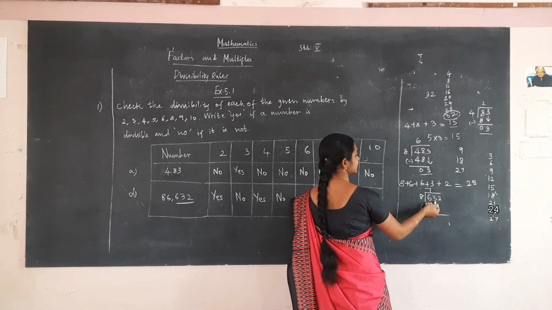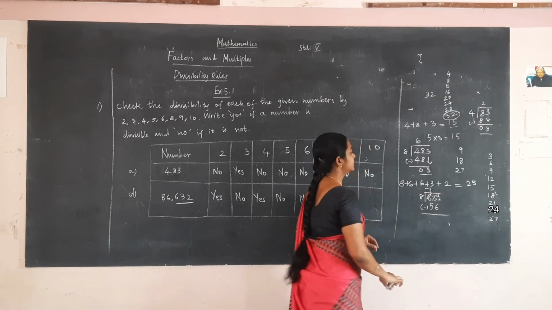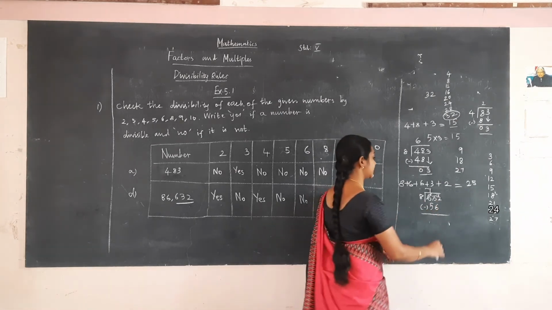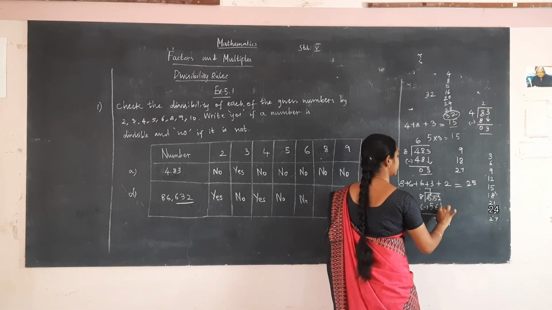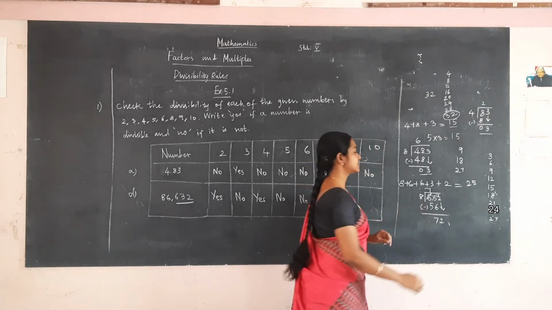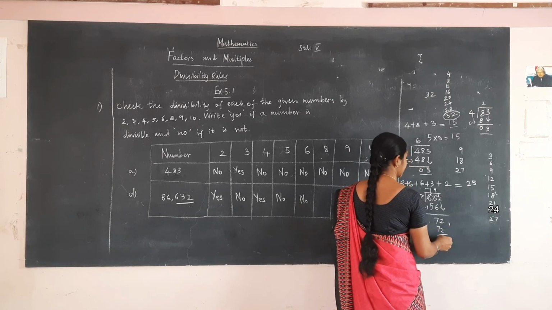6 is greater than 3, we cannot subtract, so borrow. So 6 will be changed as 5 and 3 will be changed as 13. 13 minus 6 is 7. Bring down 2. 9 8s are 72. We have got the remainder as 0.